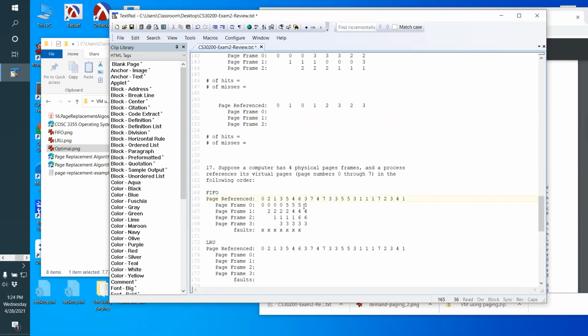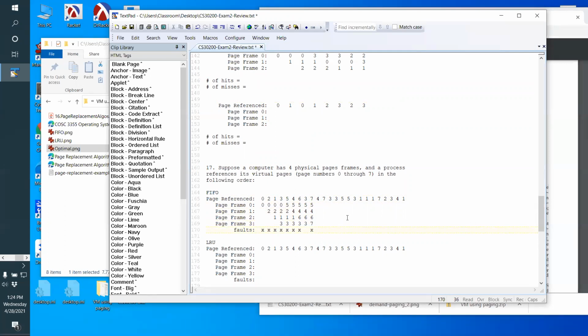Okay, all right, now, so here 7's got to be brought in. We're going to kick out 3, because of the pages in memory, 3 was brought in the longest ago. So 6 stays put, 4 stays put, 5 stays put, and 7 comes in on top of 3, and this one is a page fault.